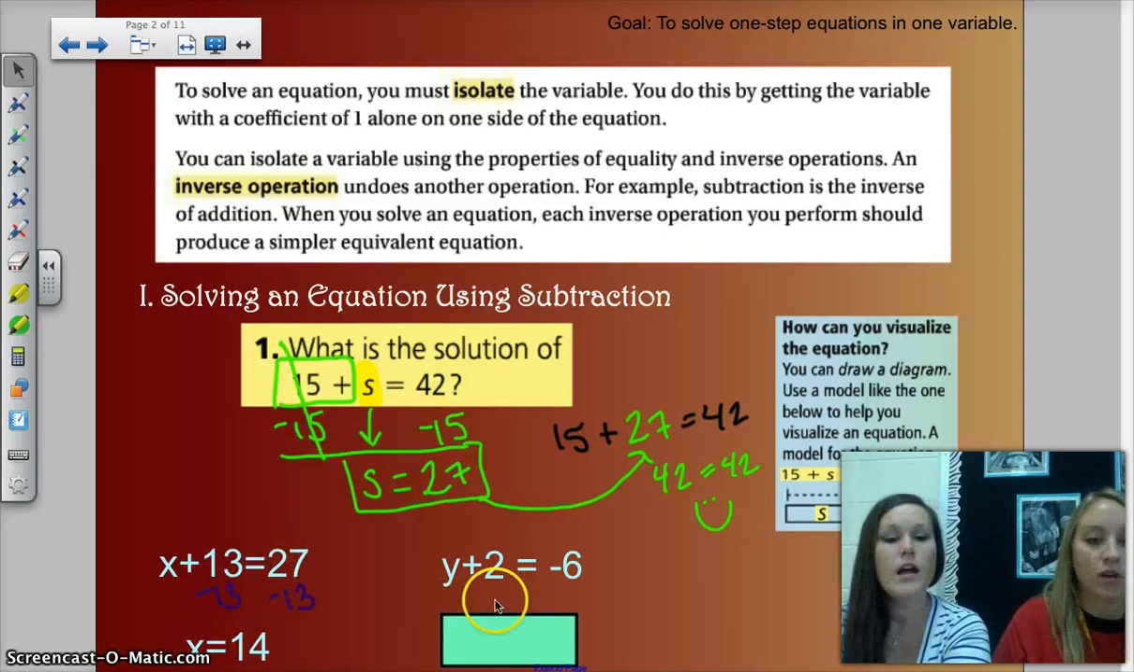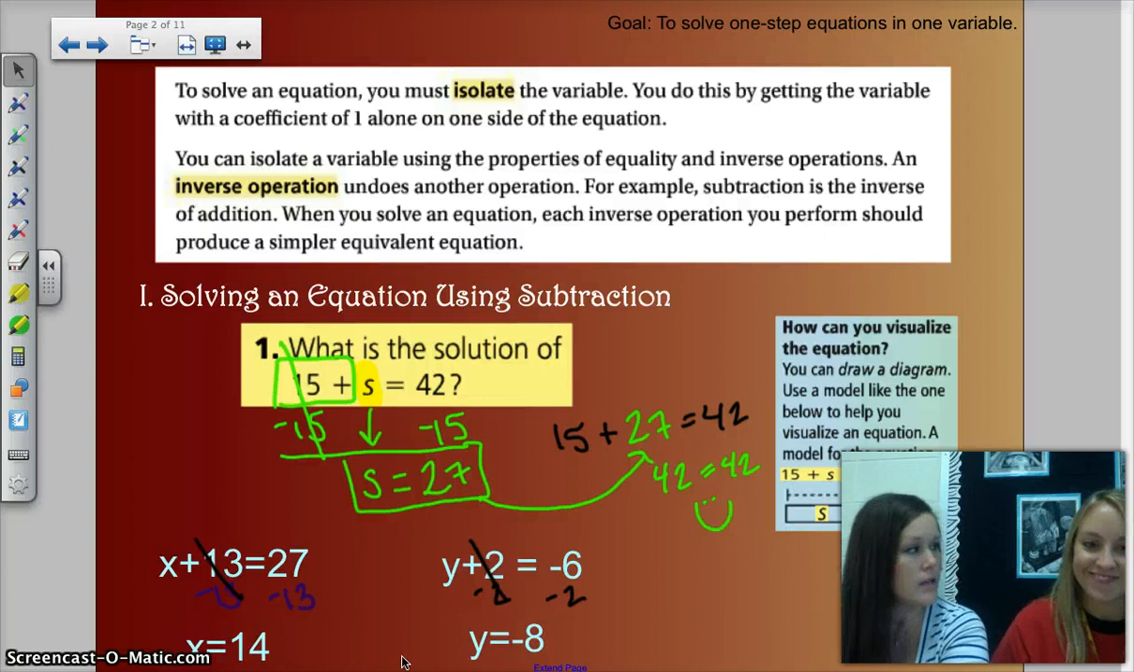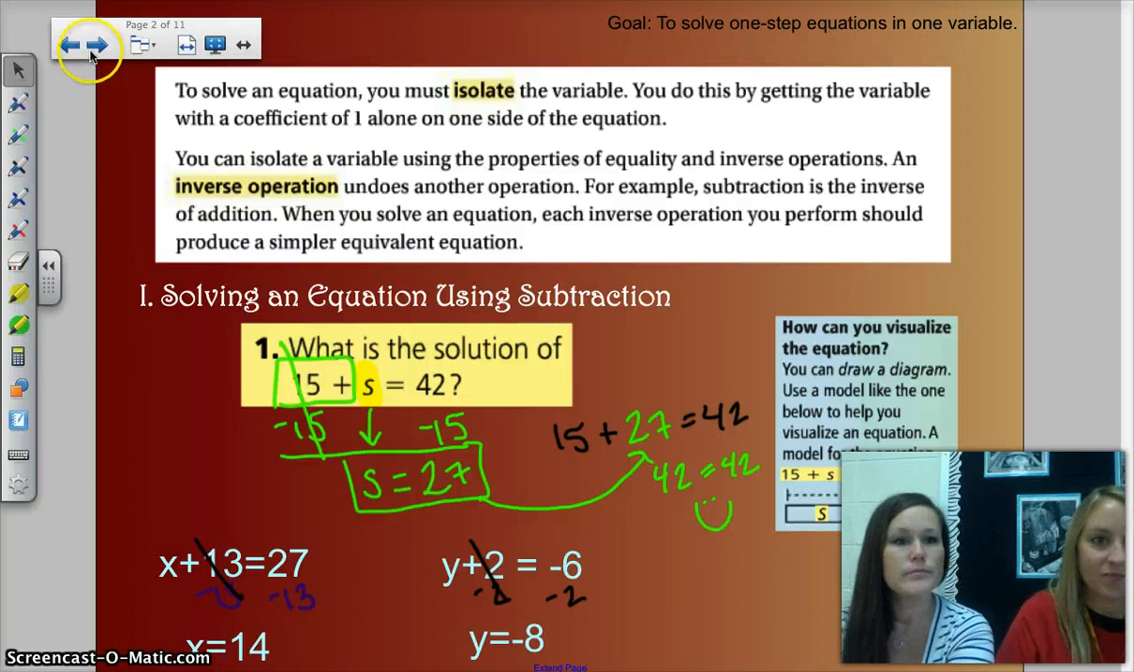Over here, what do we do? Subtract 2. So the 2's cancel. I just forgot to mark them off on both. So I have negative 6 minus 2. It's going to become more negative. Negative 8. y equals negative 8. There you go.